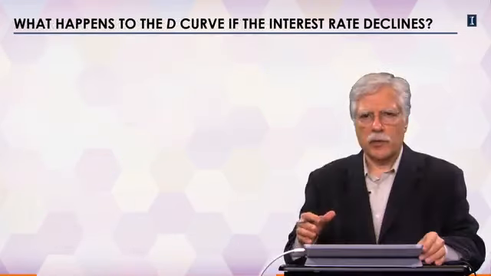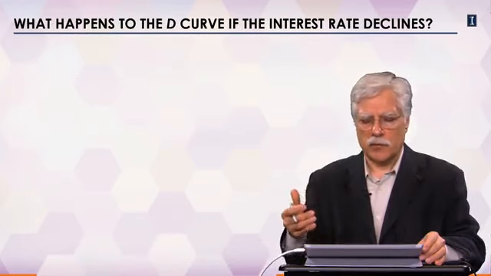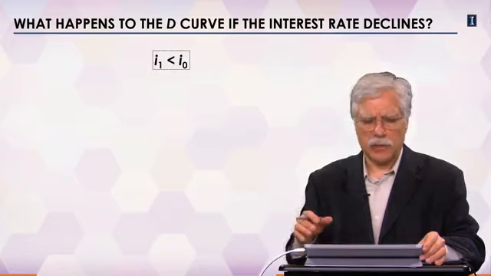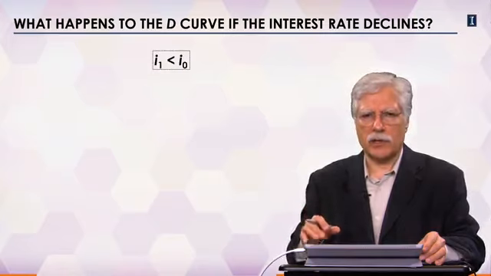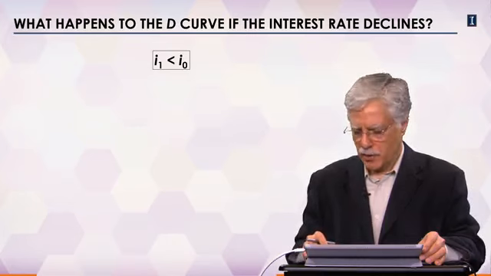So now that we've learned what the D curve is all about, let's see how various variables might be affecting it. For example, let's focus on a decline in interest rates. Suppose that somehow the Fed has lowered the interest rate. Let's see what happens to the aggregate preferred expenditure.